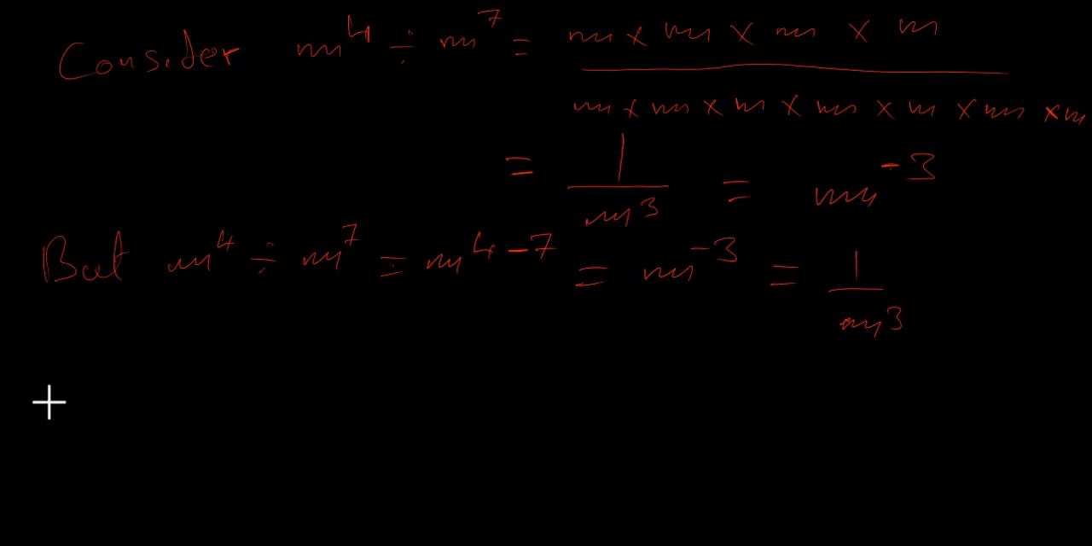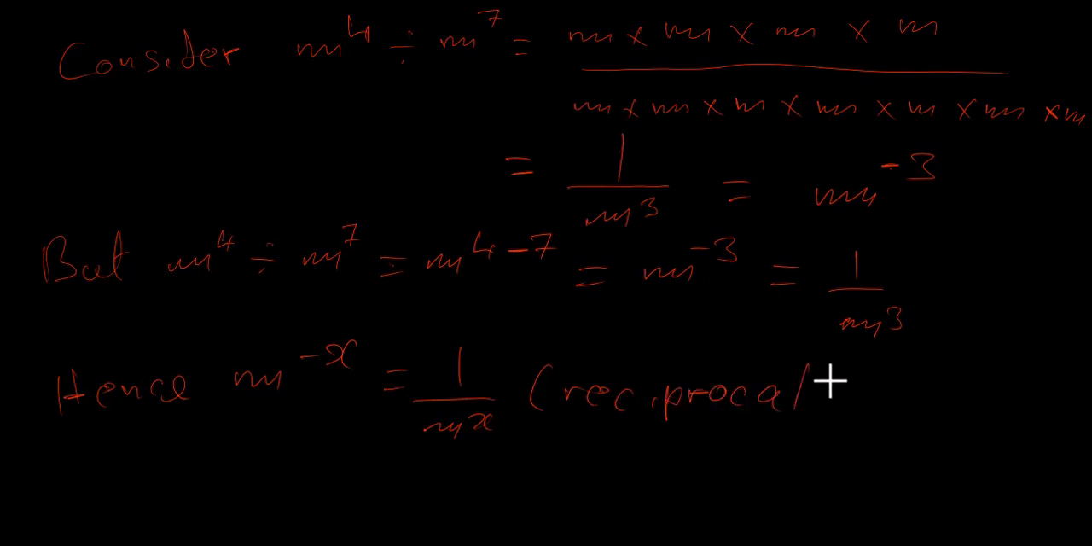Hence, we are saying m to the power negative x is equal to 1 over m to the power x, which is the reciprocal of this particular expression.